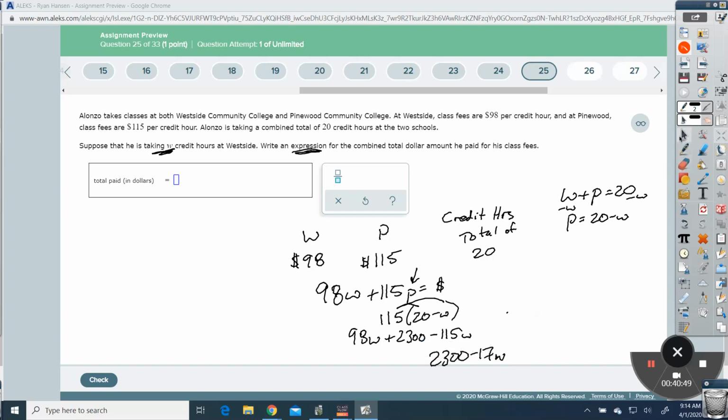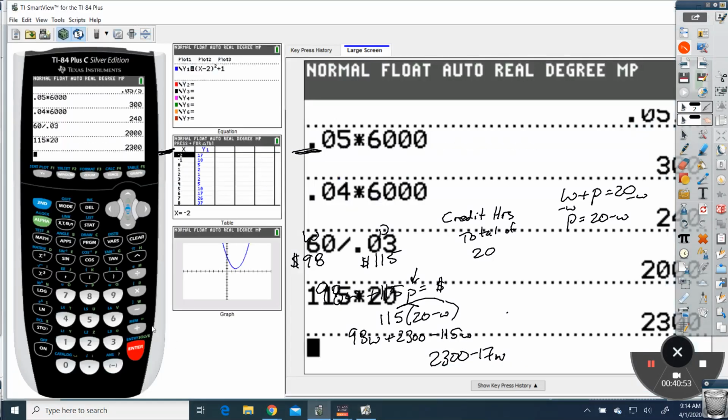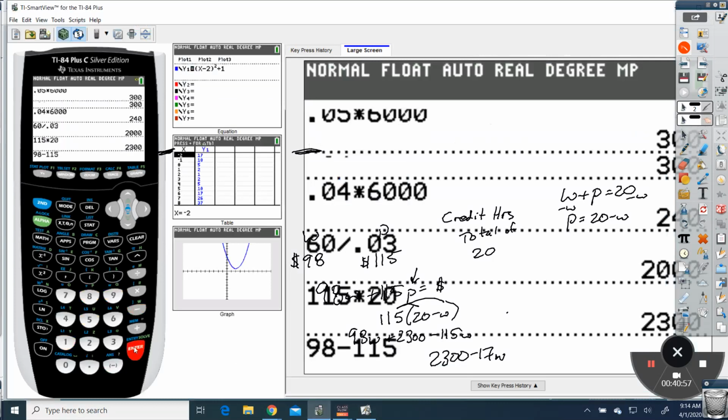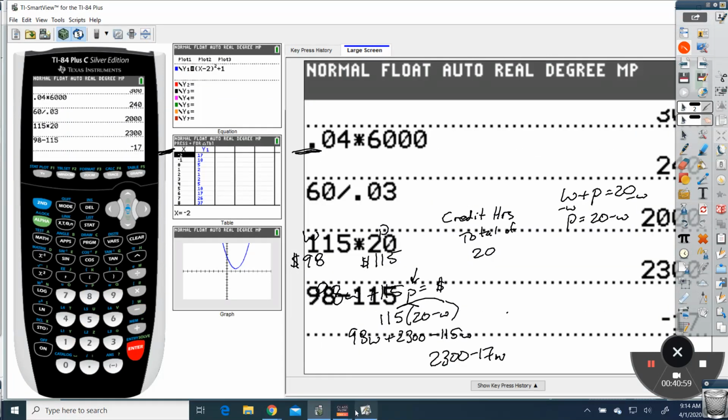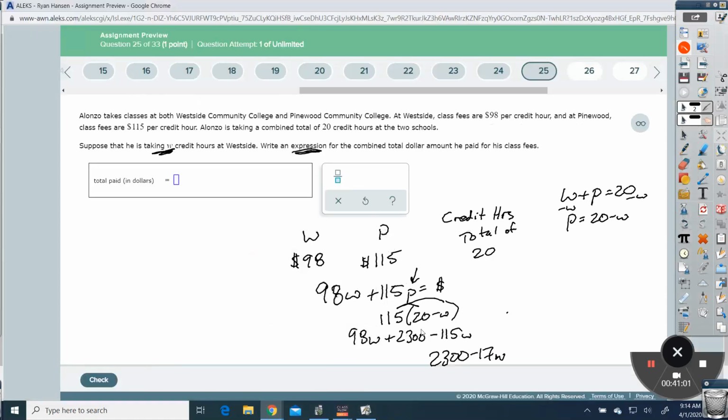Okay. Or I could just go to my calculator and go 98 minus 115. So negative 17. So that's probably more of what the equation really should be. It's going to be $2,300 minus 17W. So kind of an interesting problem to look at, but that's how that one would be done.